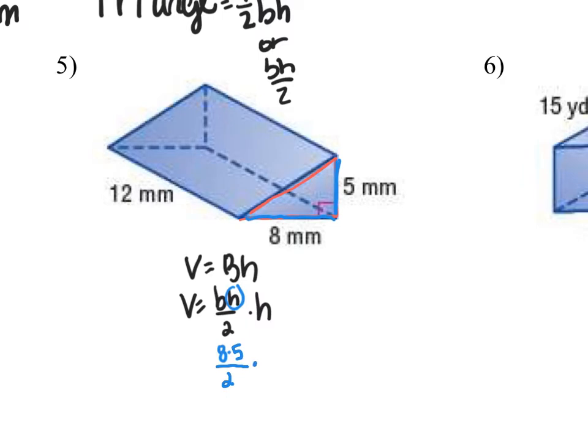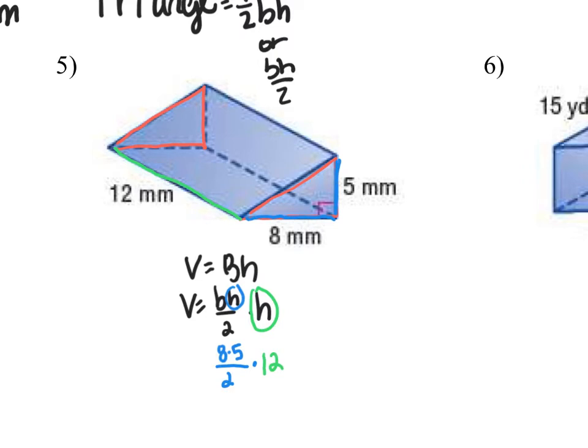This H right here is the height from triangle to triangle. So this is my other triangle. Do you see that? So the height from my triangle to triangle is this piece right there. So 12. I'm going to use 12 as my other piece.